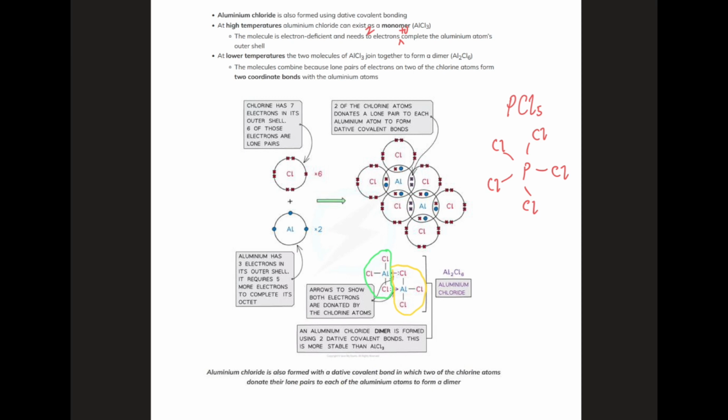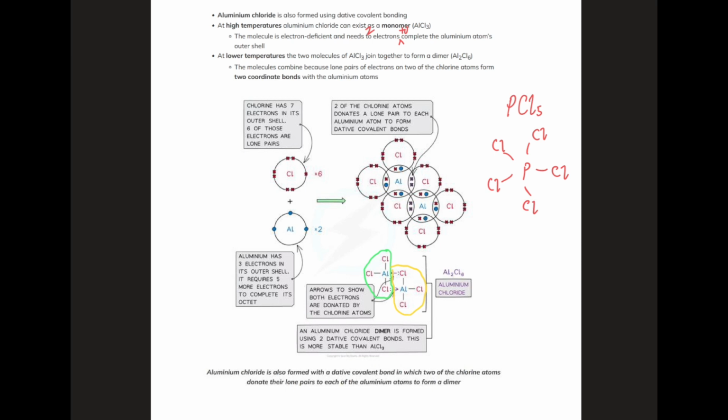This one is different, nobody is electron deficient. As you can see, this chlorine has 8, and 8. This phosphorus has 10, so they do not lack electrons. Lacking electrons, or electron deficient, means less than 8. So none of them have that problem, so they don't form a coordinate bond.